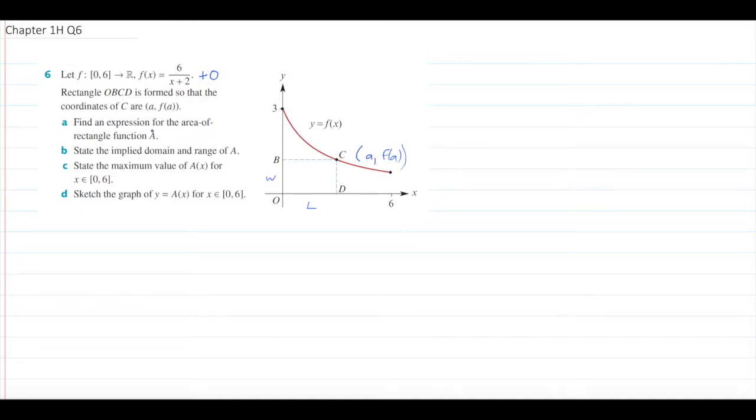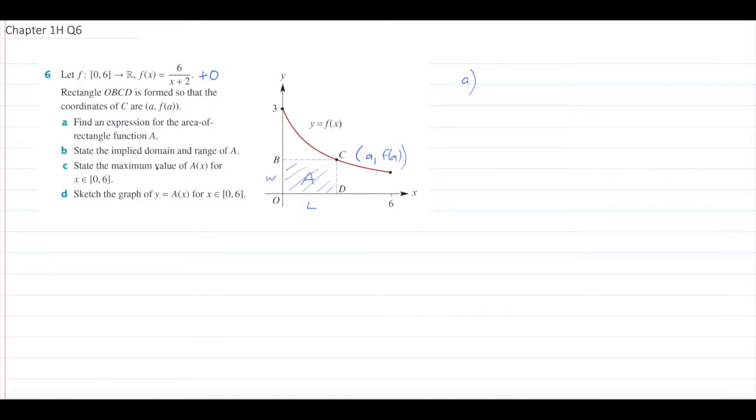Part a, find an expression for the area of the rectangle, function A. So this over here is our only rectangle, and we want to find the area, or at least an expression or some kind of equation to show this area. Okay, so that's part a of the question. We'll solve that very soon. Let's just keep reading a bit quickly.